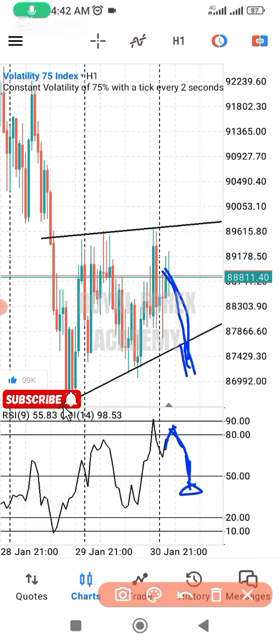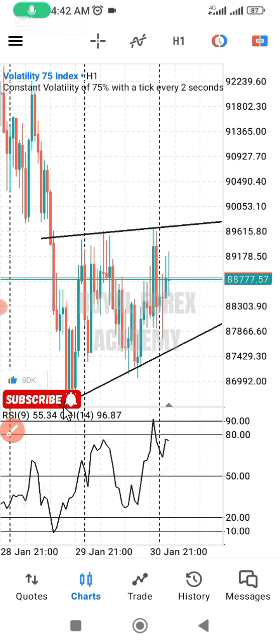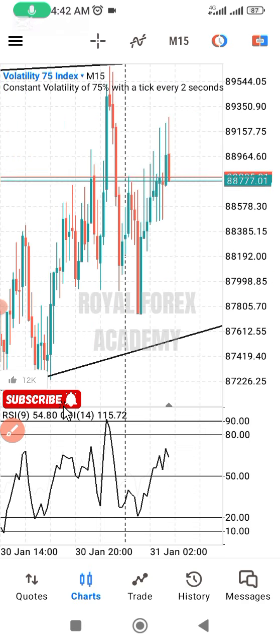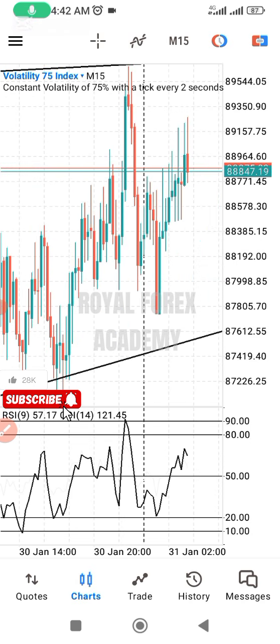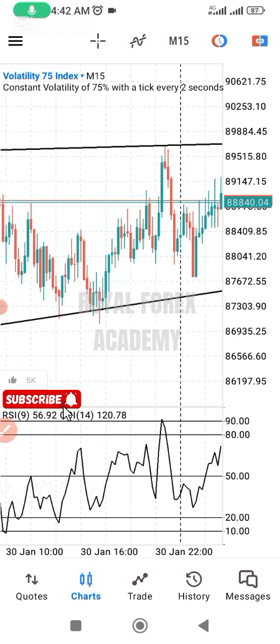You can make your entry immediately, or you wait for price to go back, retest it and then give you a candlestick formation to the downside. As well, you can come to your 15 minutes. This is the pattern playing out on 15 minutes.